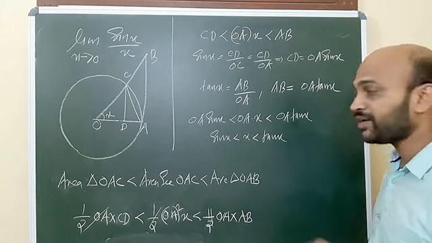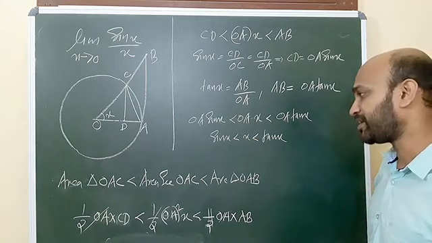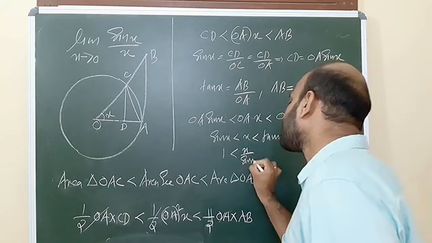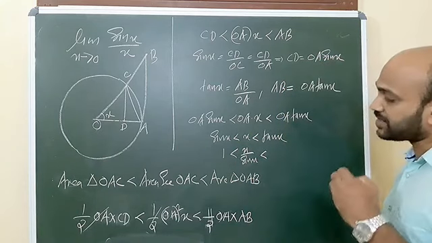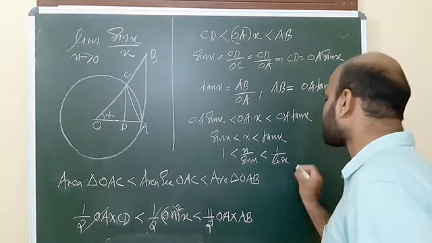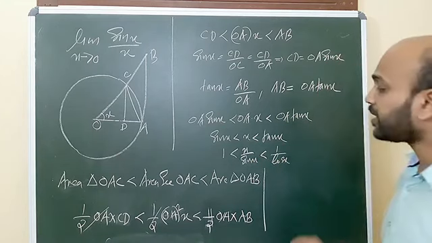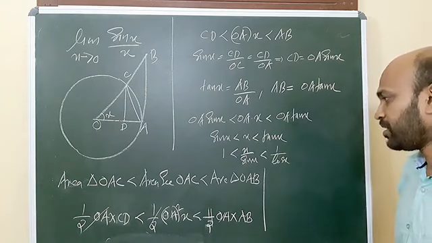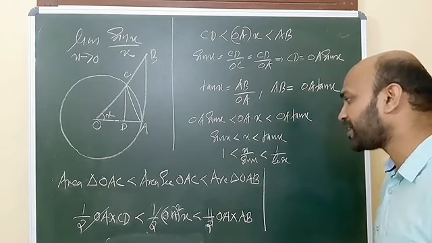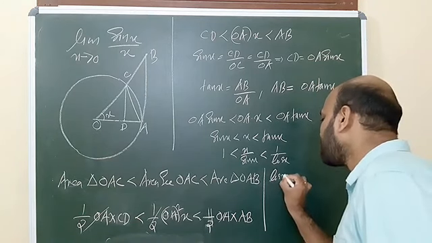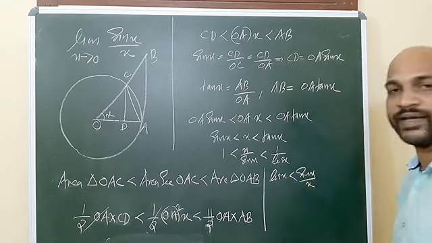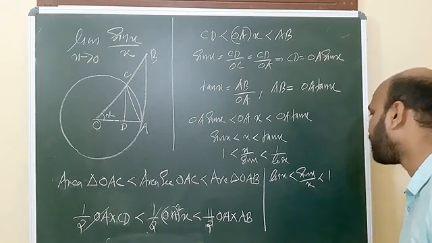Now we can divide this expression by sin x. So we will get 1 less than x by sin x less than, what is tan x by sin x? That is 1 by cos x. After that, you have to take the reciprocal of this inequality. If you take the reciprocal, the inequality reverses. So this expression changes to cos x less than sin x by x less than 1.